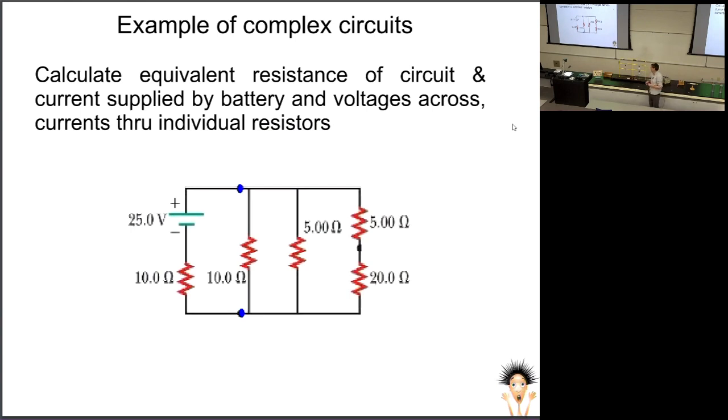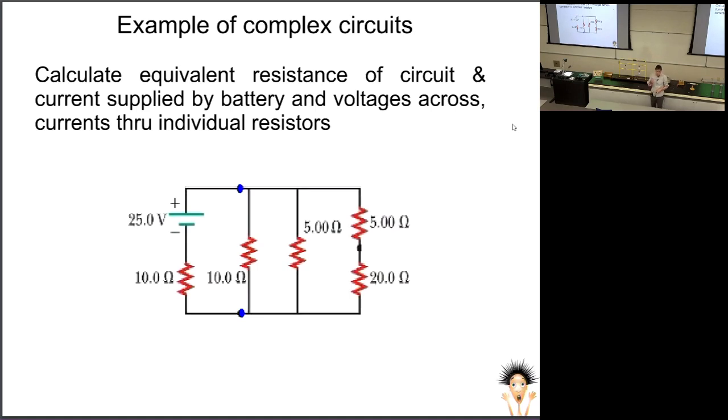This is the circuit. I showed it to you at the end of the last class. It has a battery in the circuit that supplies electrical power, electrical energy to the circuit. It drives electrical current around the circuit. And then it has this arrangement of resistors.